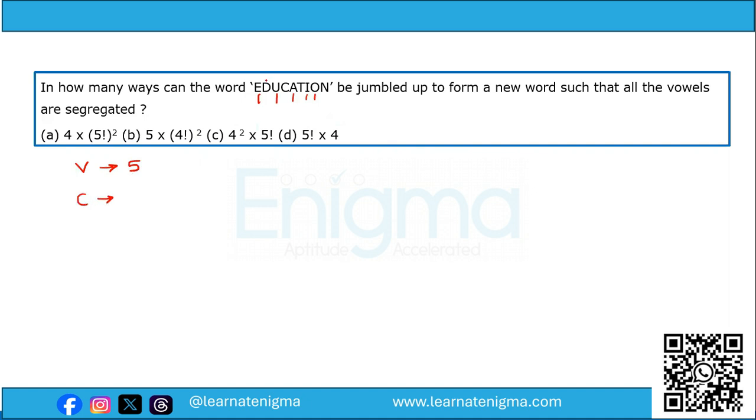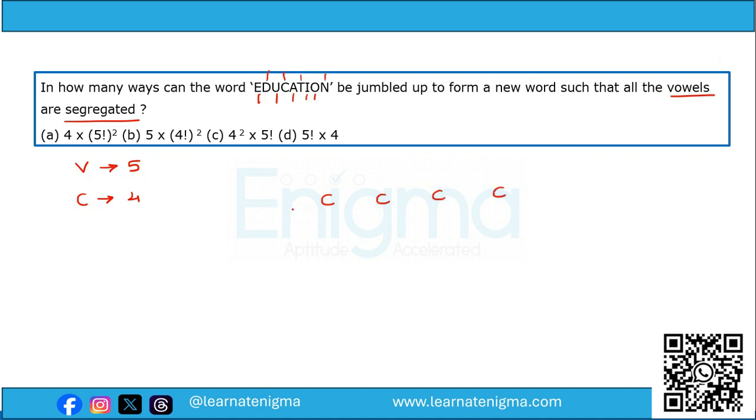Consonants are D, C, T, N. That is four consonants are there. Now, whenever the condition is on vowels, now vowels are segregated, so condition is on vowels. So we arrange the consonants first. So let's arrange the consonants like this.